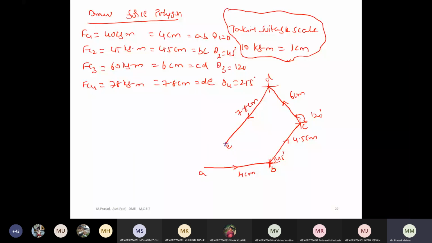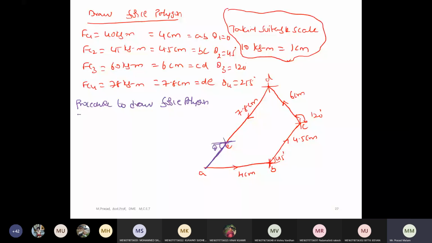Okay, next step is join A and E. Measure this angle theta. Okay. Procedure, I am writing here step by step, procedure to draw force polygon.